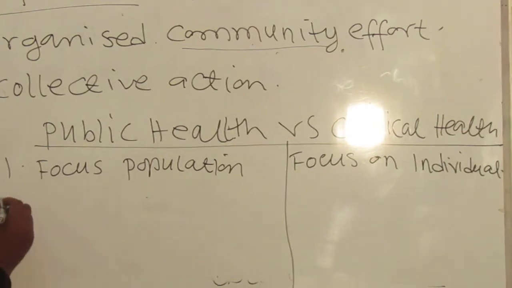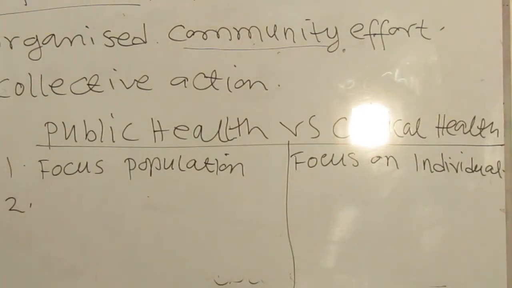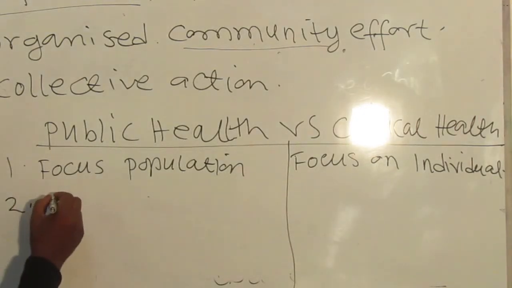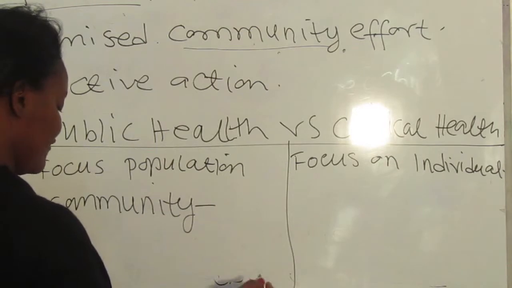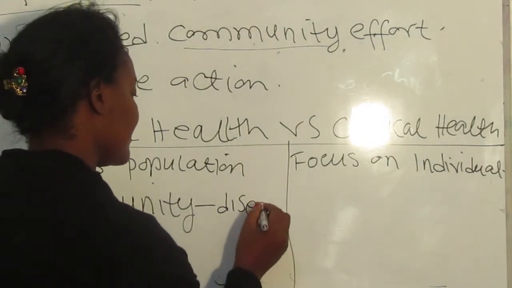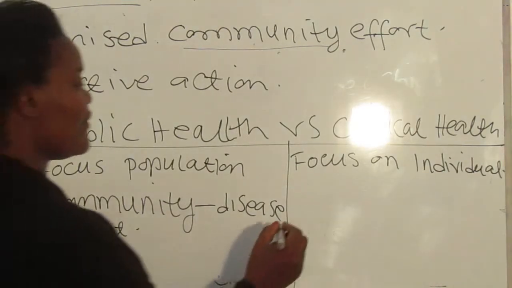The second difference is that public health focuses on health promotion and disease and injury prevention for the whole community. So it looks at the whole community. Their focus is on disease prevention as well as health promotion for the whole community. But clinical health focuses on the diagnosis, treatment and care of the individual. So its focus is mainly on the individual.